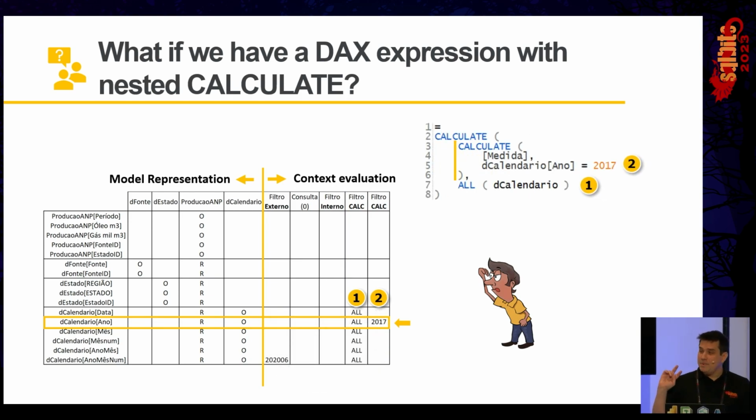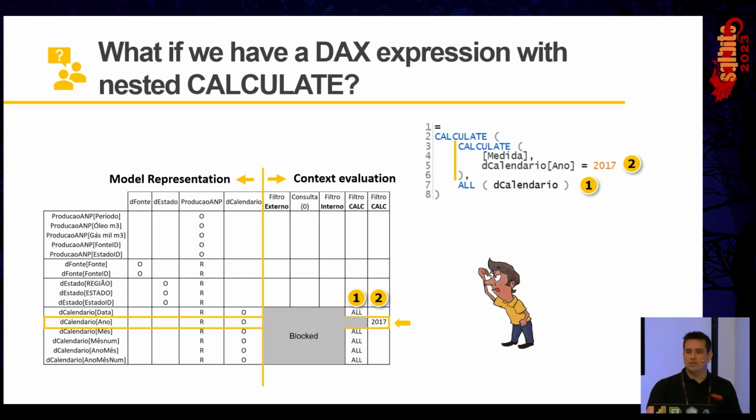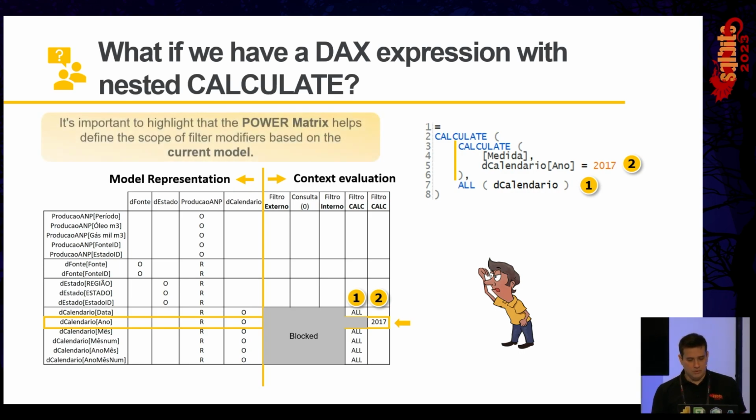But what happens if you change the order between the inner and the outer CALCULATE? We change the order, so we change the order of how we put the columns over our power matrix. So now the Daxer sees only a filter from 2017 and blocks every other filter on the Calendar table. Okay, so it's a more visual way for us to see how filters are stacked up between each other.